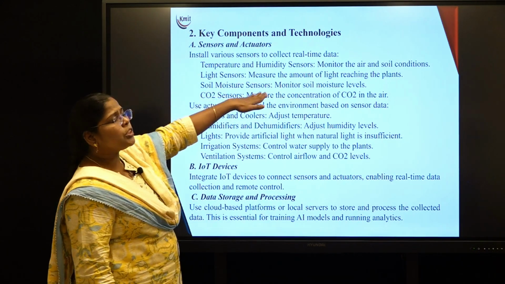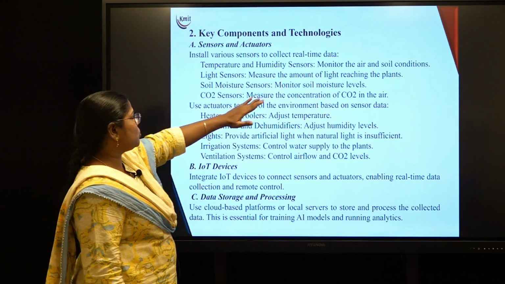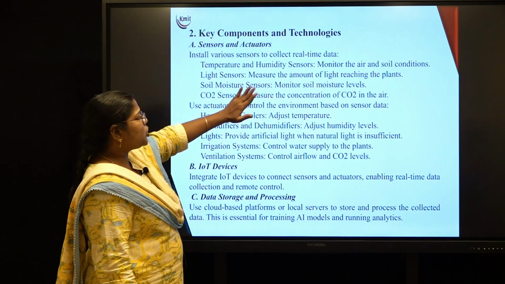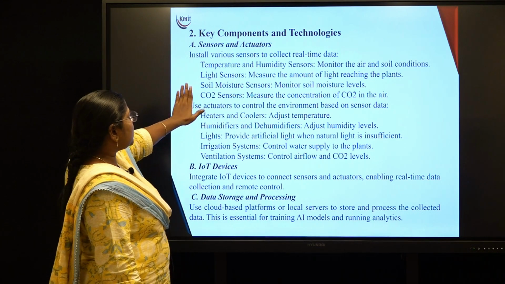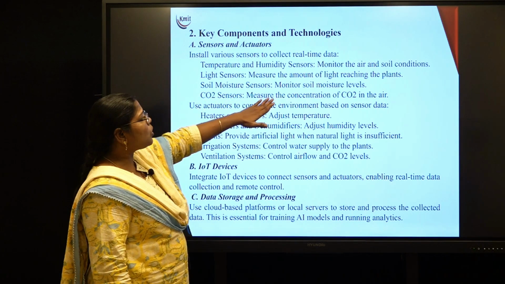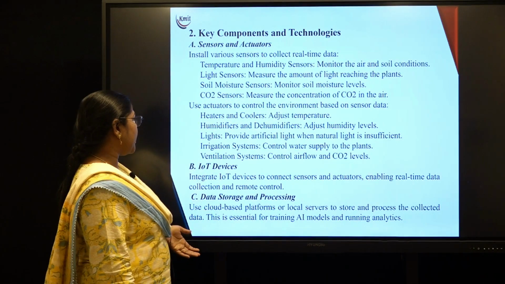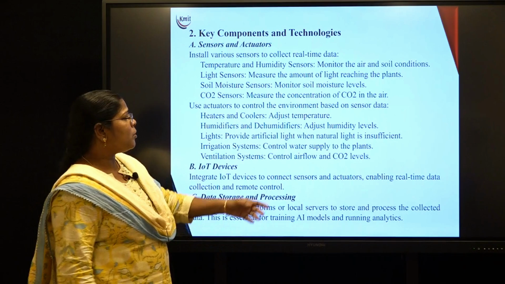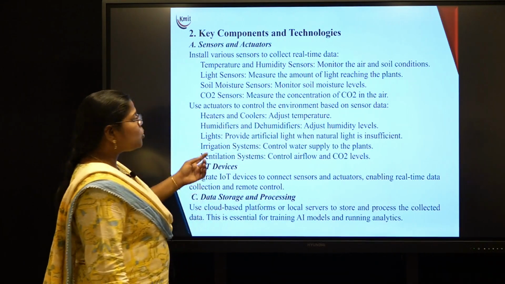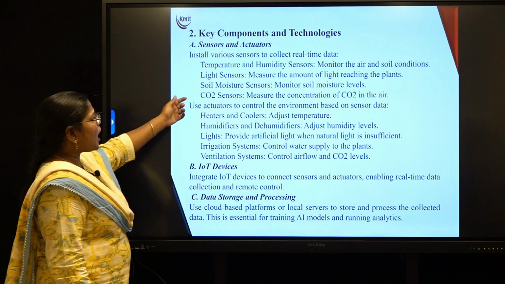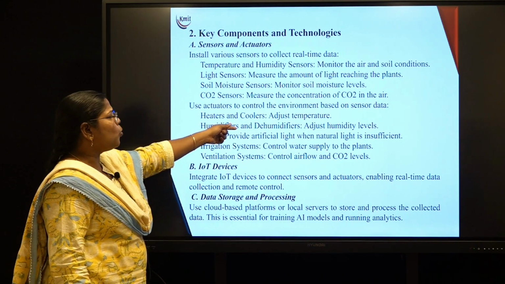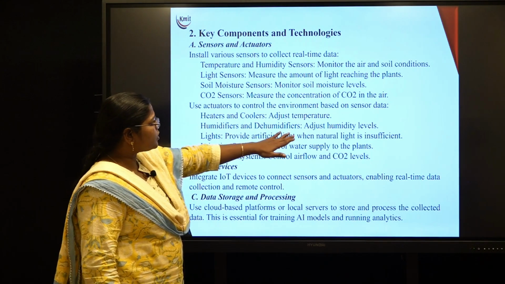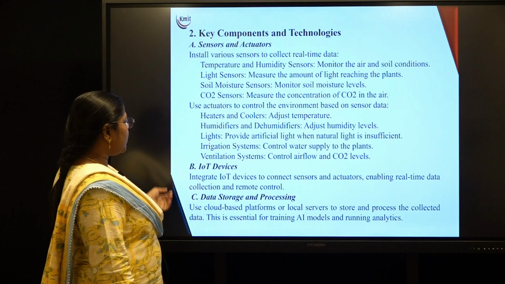Light sensors measure the amount of light reaching the plants. Soil moisture sensors collect the moisture levels in the greenhouse. Next are CO2 sensors, which measure the concentration of CO2 in the air. The actuators are required to control the environment of the greenhouse based on the sensor data. Here we have heaters and coolers to adjust the temperature, and humidifiers and dehumidifiers to adjust the humidity level.